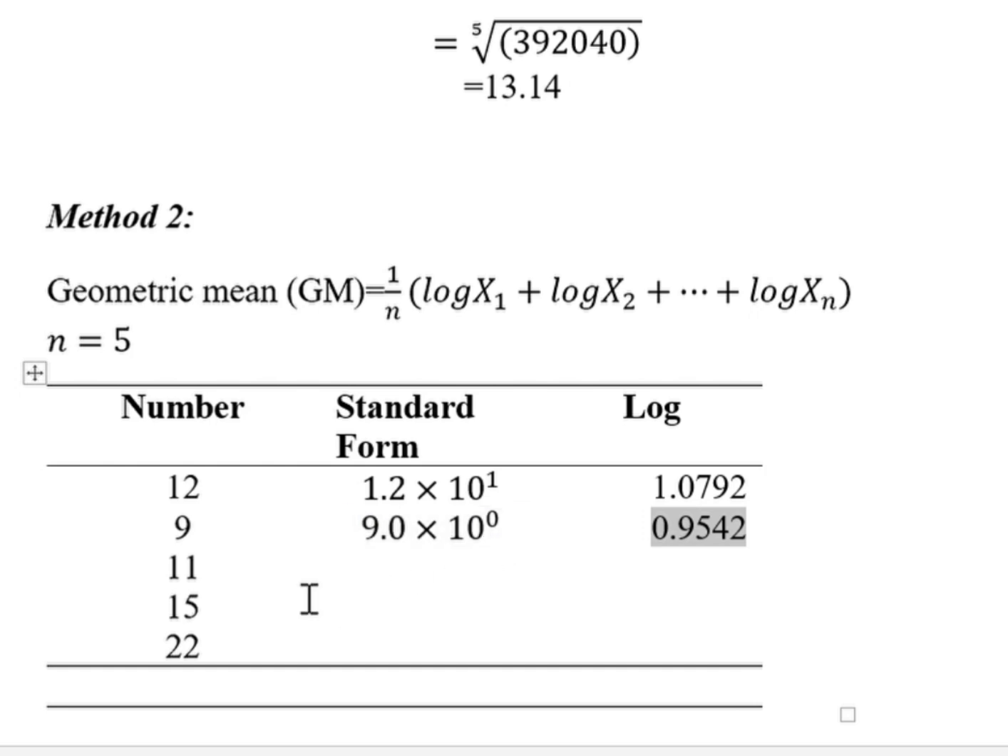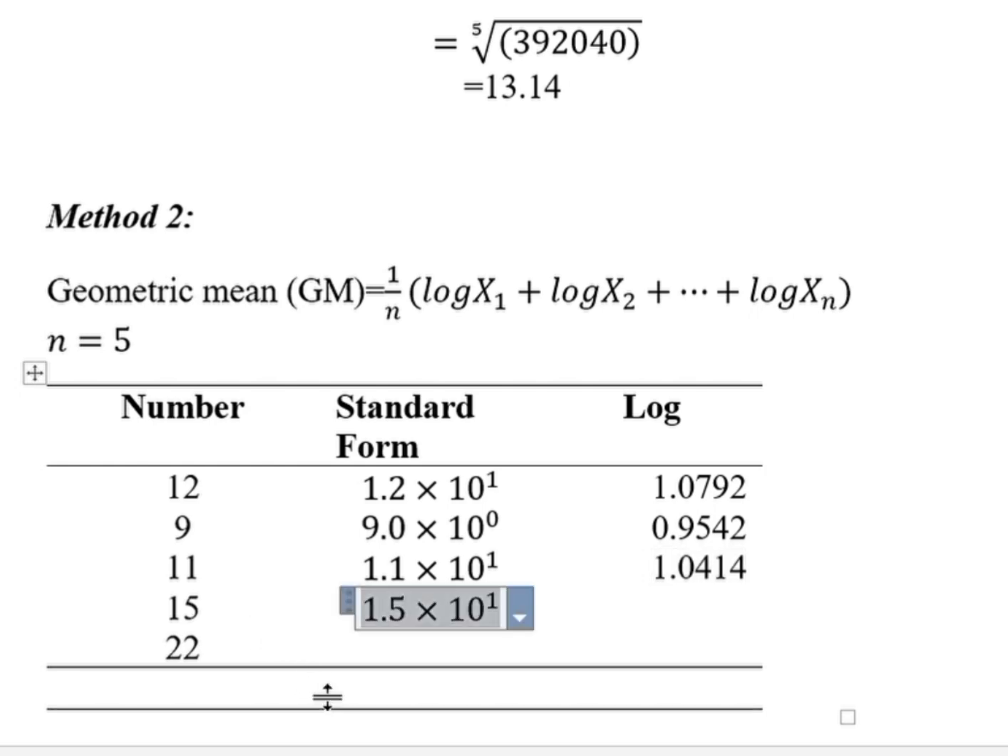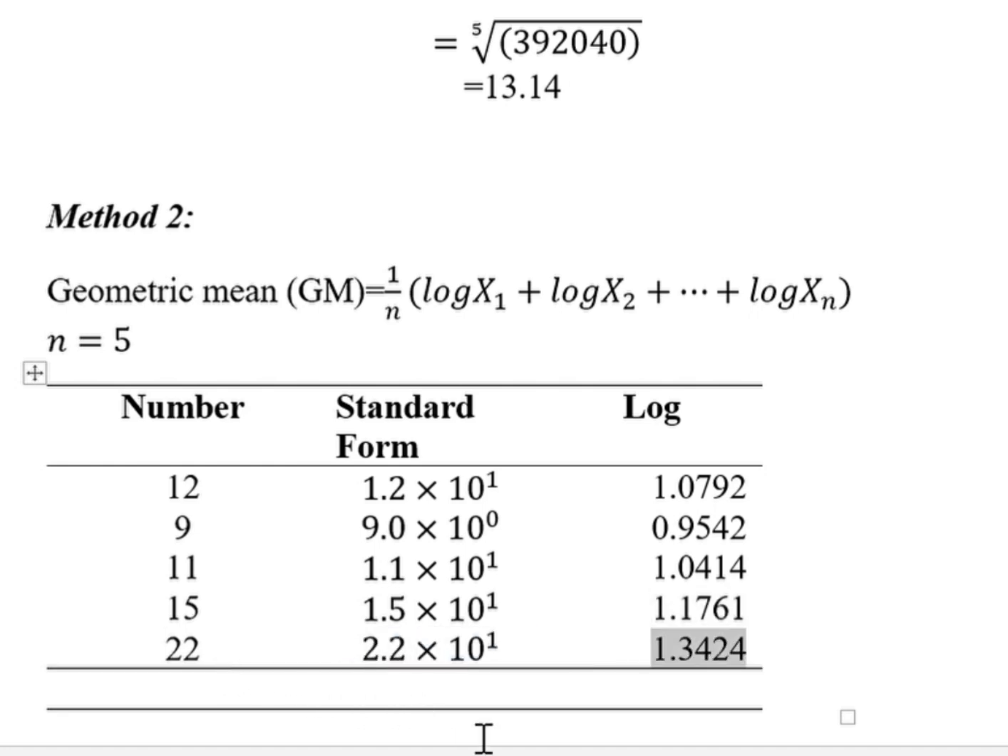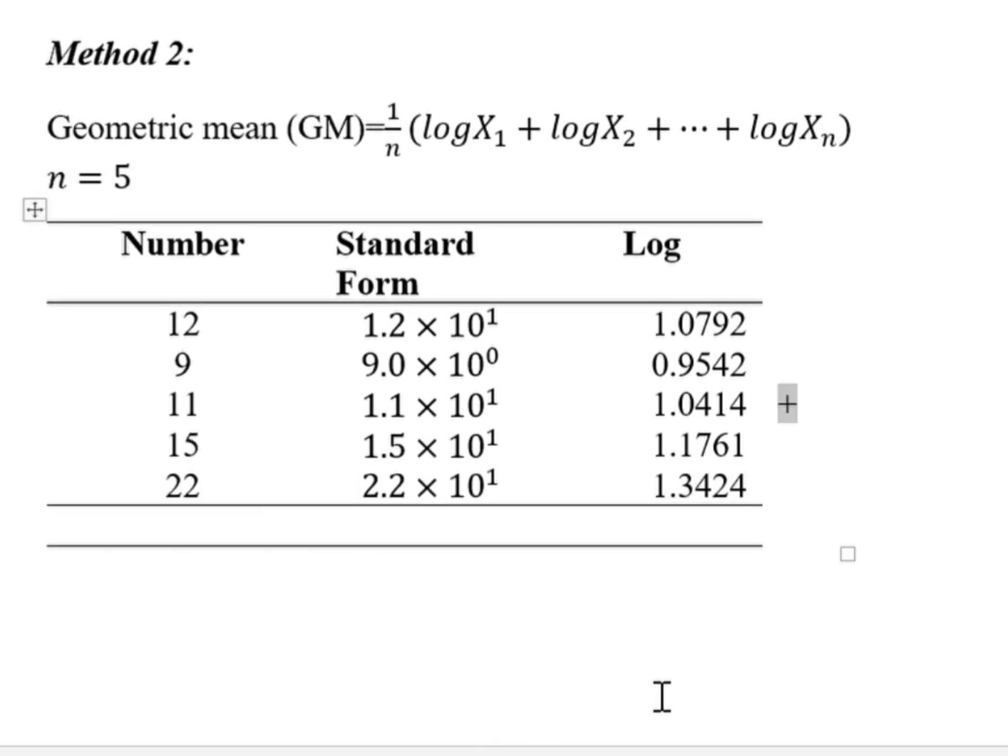0.9542. The standard form of 11 is 1.1 times 10 raised to power 1. Its logarithm is 1.0414. Then that is the standard form for 15, and its logarithm is given there. 22 has this as the standard form, and the logarithm is that one. After we have gotten the logarithms, we add them. That will give us this as the answer.